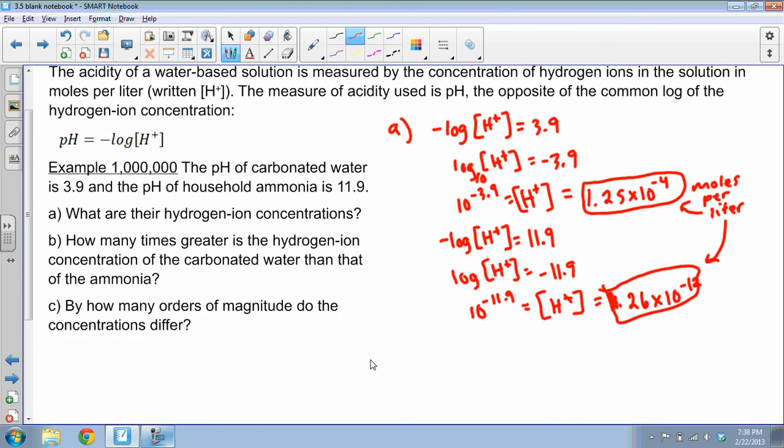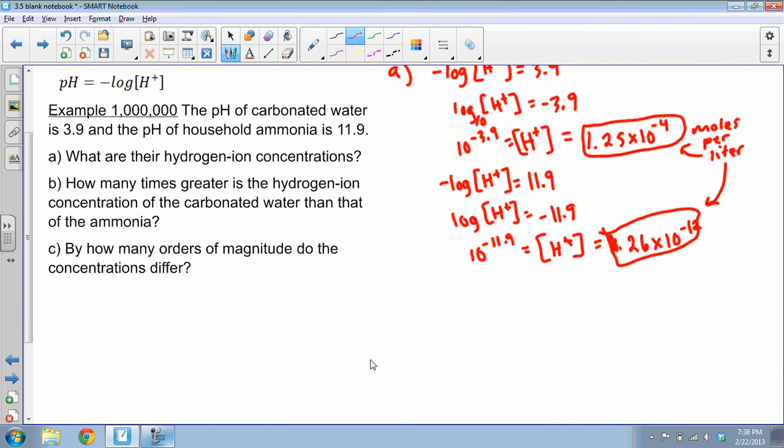How many times greater is the hydrogen ion concentration of the carbonated water than that of the ammonia? So which one of these two numbers is bigger? It'd be the one with the smaller exponent, because it's a negative exponent. So what we're going to do is take the 1.25 times 10 to the negative 4 and put that on top of 1.26 times 10 to the negative 12. Wow, those are really close numbers. Almost identical, in fact. We're going to call those close enough.